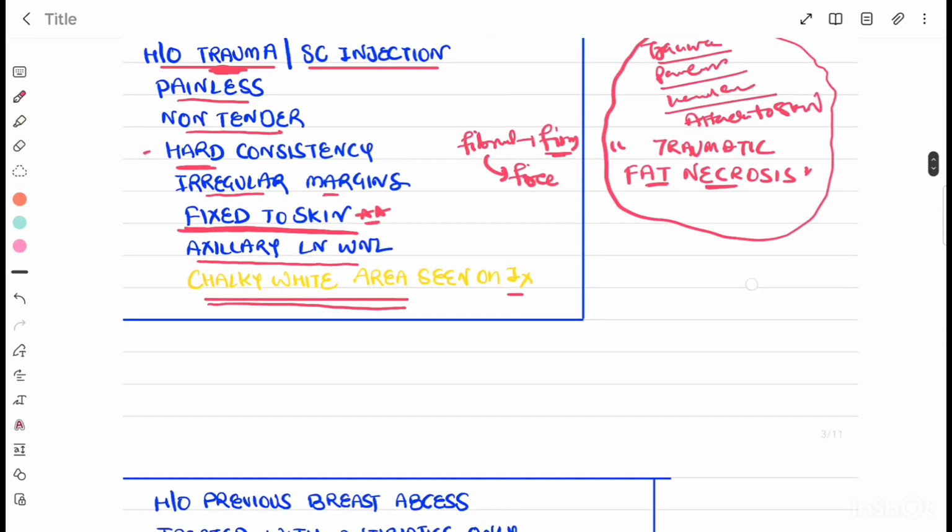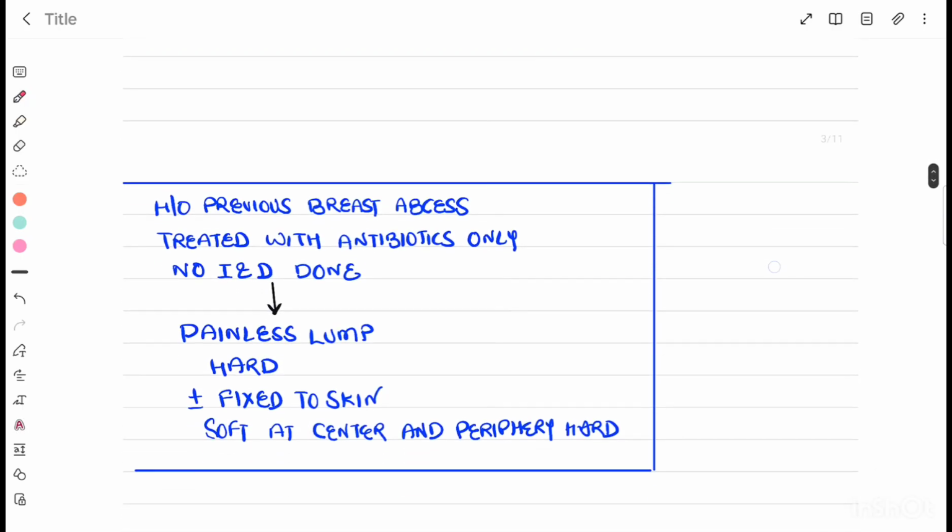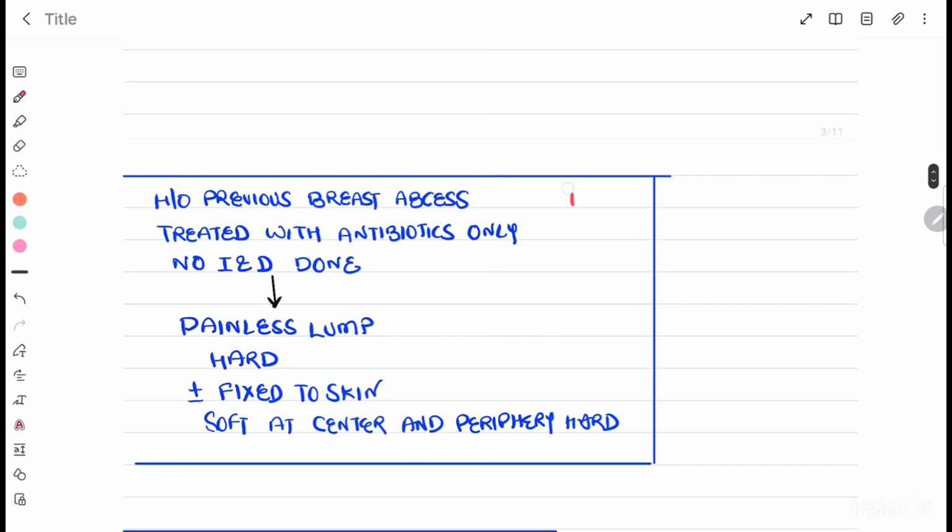Now we are going to discuss the fourth one. On number four, a patient presents in OPD with a previous history of breast abscess, meaning there was a painful swelling, previously painful, which was treated with antibiotics only.